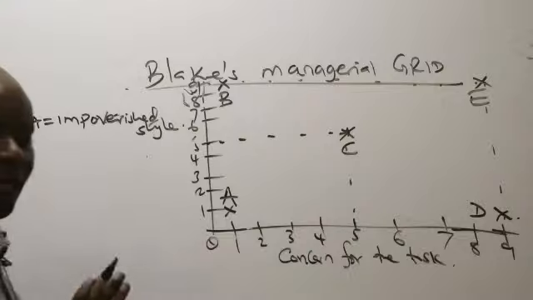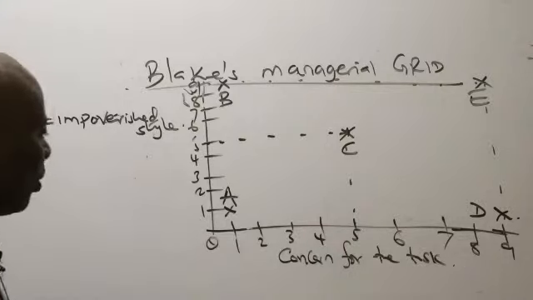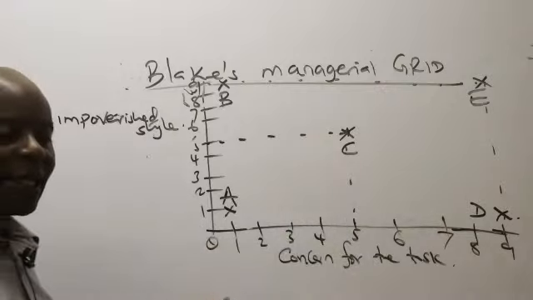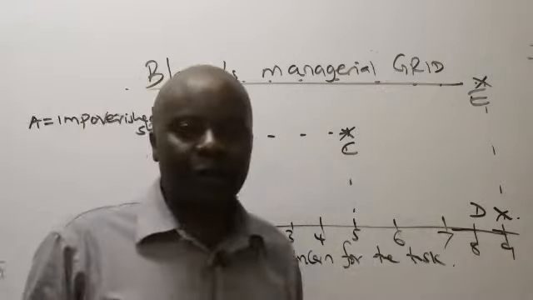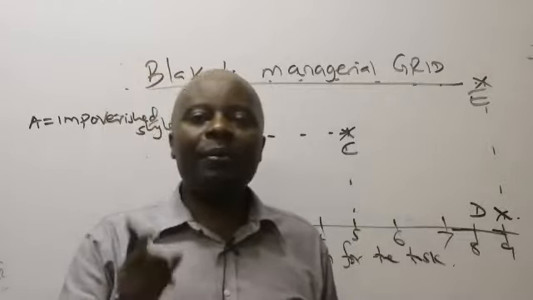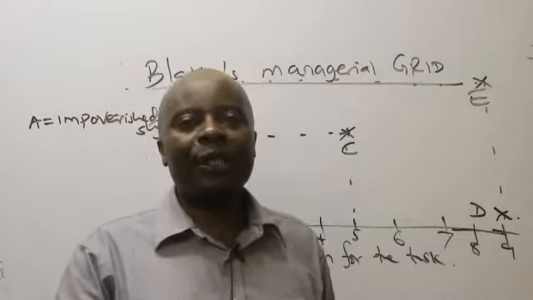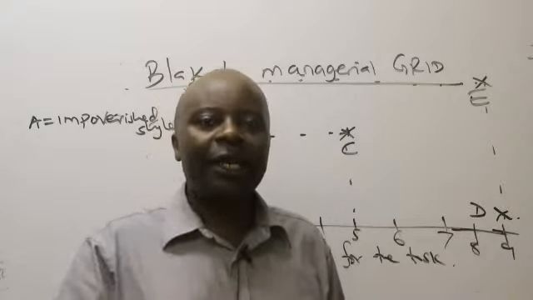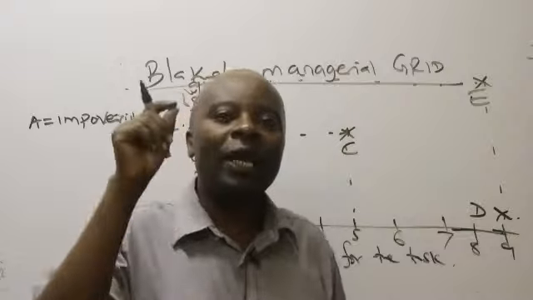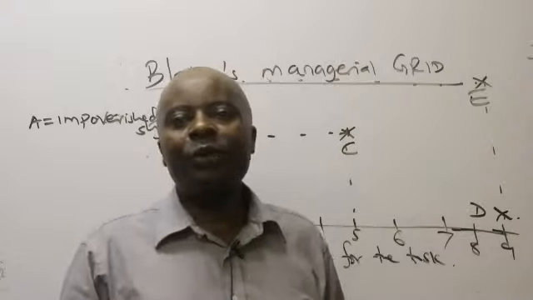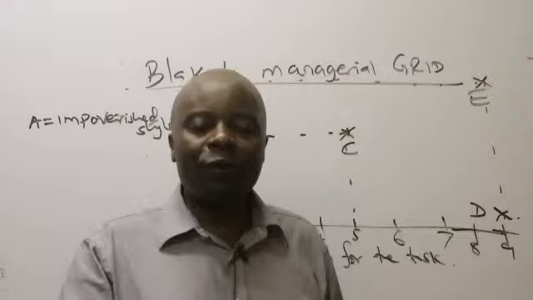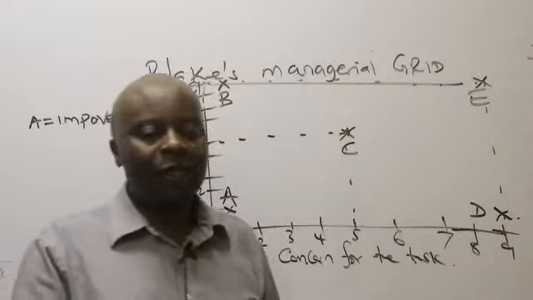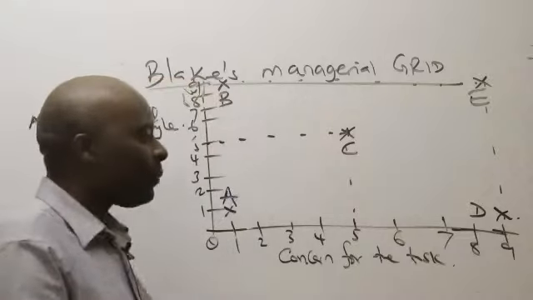So manager A has no concern for people, no concern for task. This is a bad style of a manager. If you give the manager, for example, project management tasks, like what we call JIRA, you see all his tasks are late, and he doesn't have any concern for the employees. So this is a very poor type of manager.